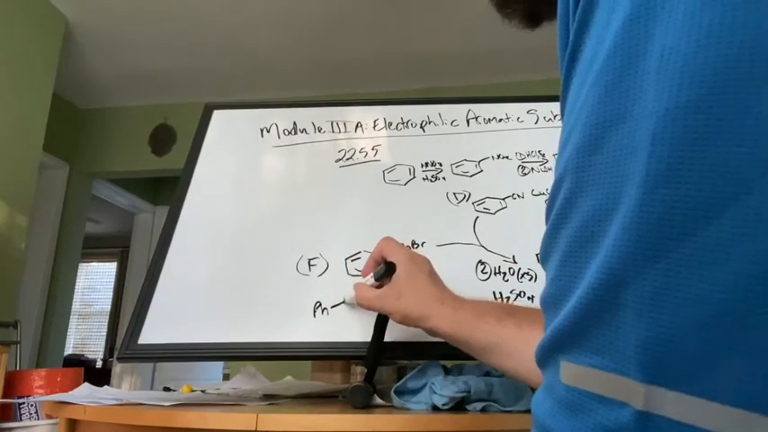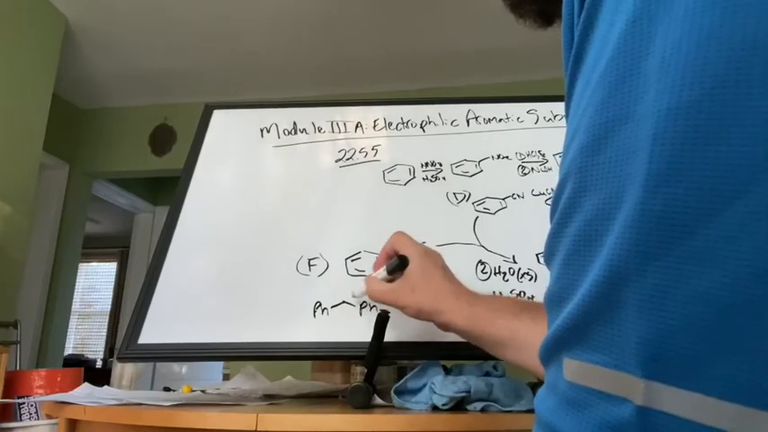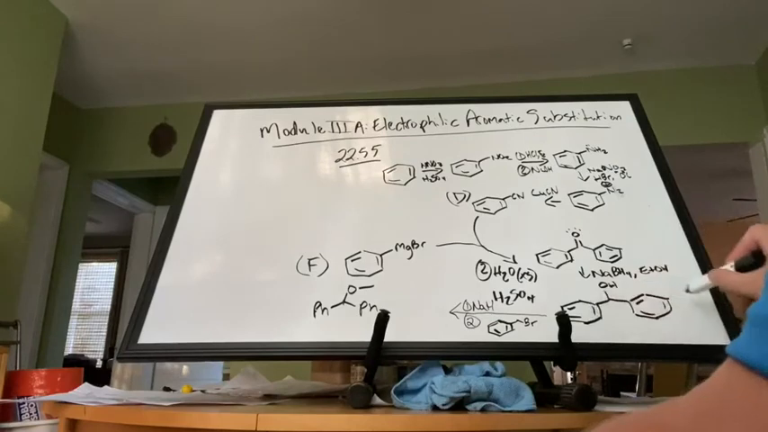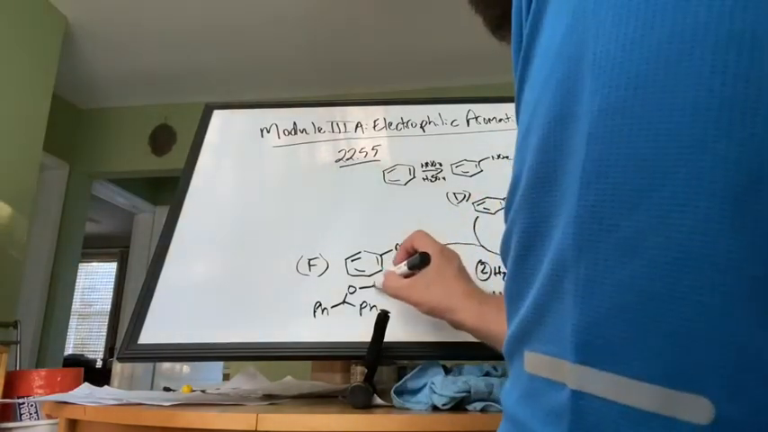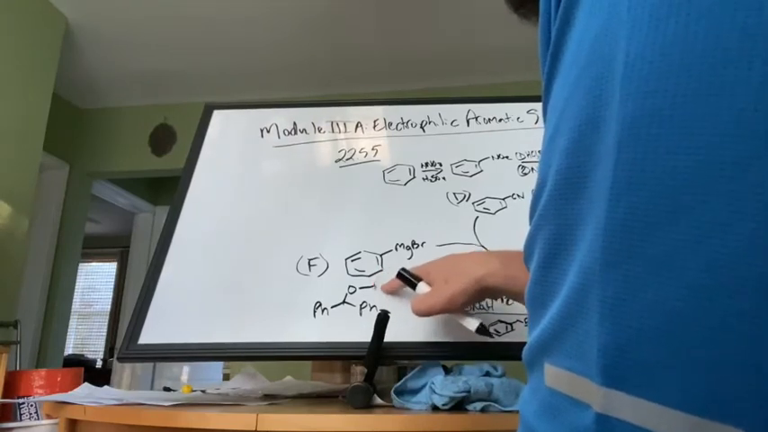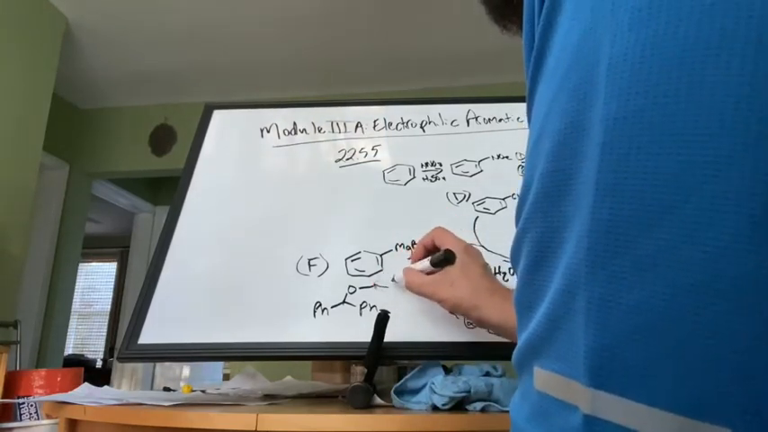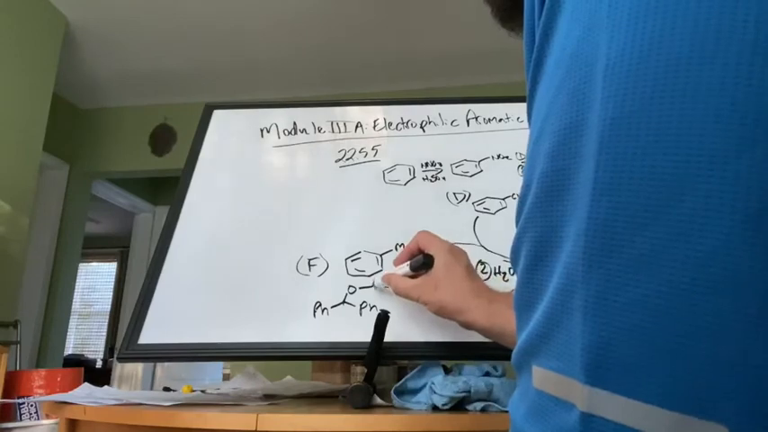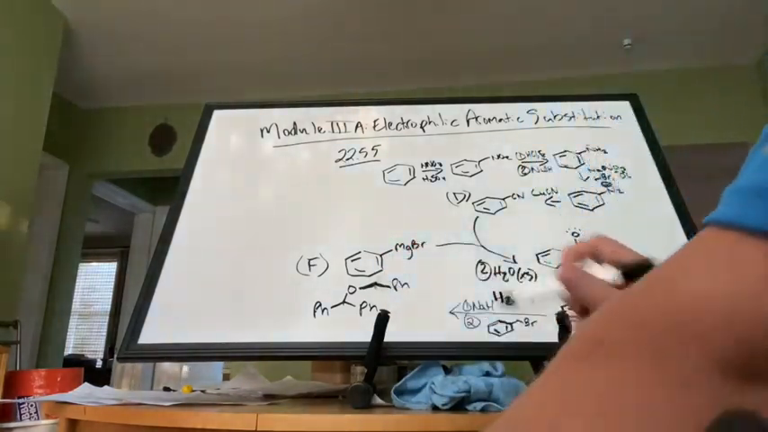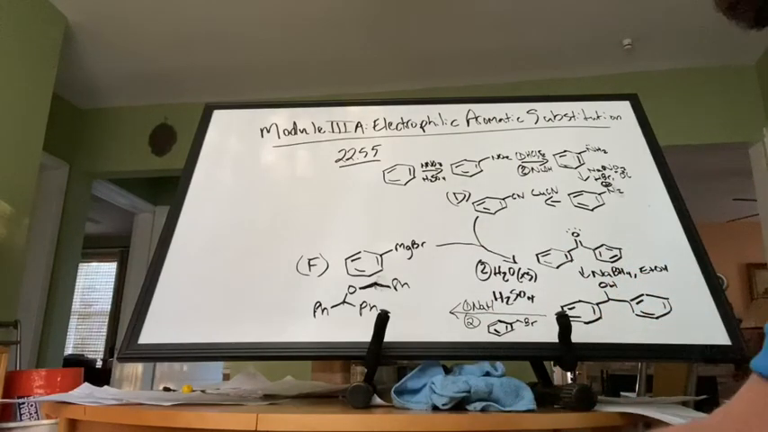So I'm just going to draw Ph as a shorthand for these phenyl rings, and then Ph here as well. This is a CH2 group right there. And that's going to be your final product.